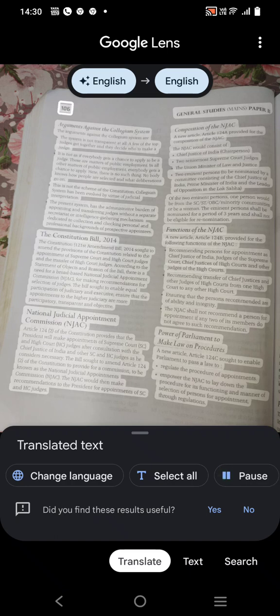106. General Studies, Mains, Paper I. Arguments against the collegium system. The arguments against the collegium system are that the system is not transparent at all. A few of the top judges get together and decide who to make a judge. It is not as if everybody gets a chance to apply to be a judge.